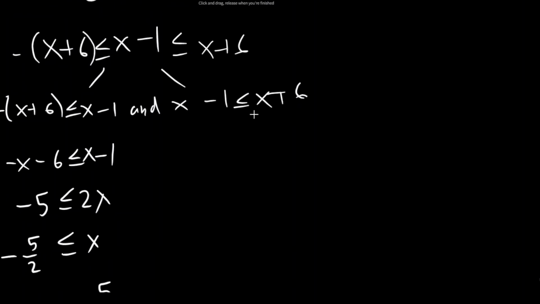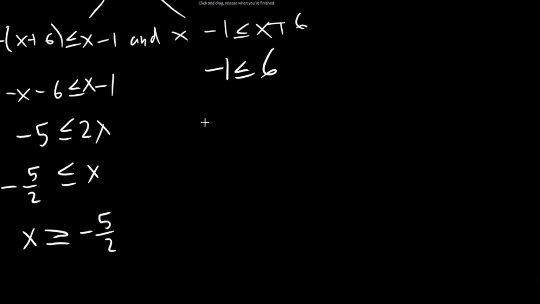Now let's work on this right side. Here, actually looks pretty simple, right? We can subtract x from both sides to get minus 1 less than or equal to 6. And this will simply be all real numbers.